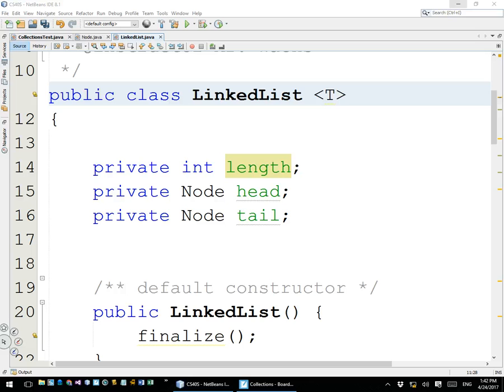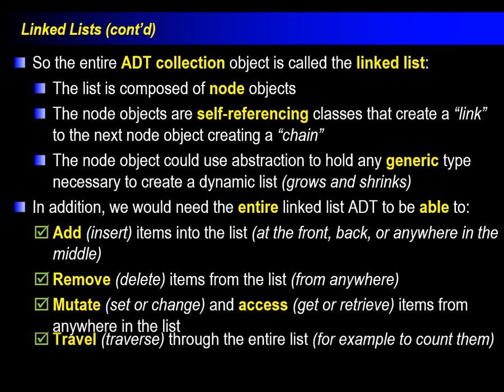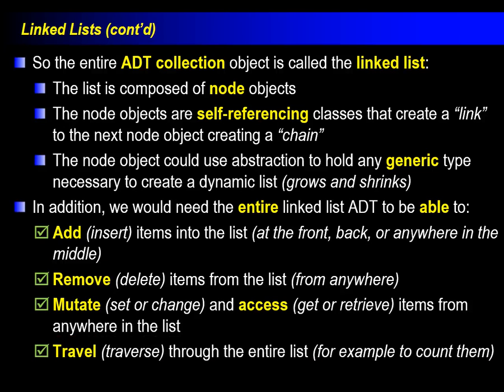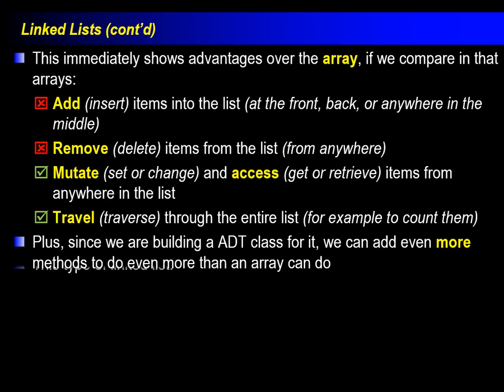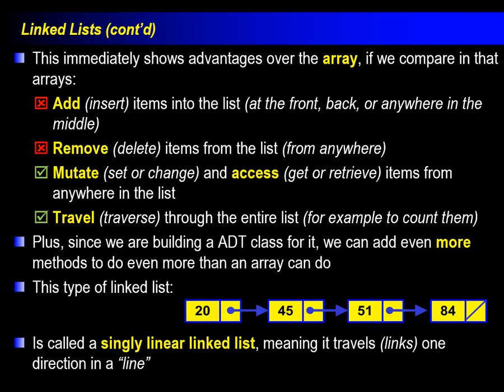I said, at minimum, our linked list should do the following. So I'll just review that list. Our linked list should be able to add stuff into the list, remove stuff from the list, change, mutate, and access things in the list, and travel or traverse the list. And I said as well that this gives two advantages right away over the array, because with the array you can't add and remove. You can change and access, but you can't actually add and remove once you set the size of the array. It's locked in. So we're going to have to do that.